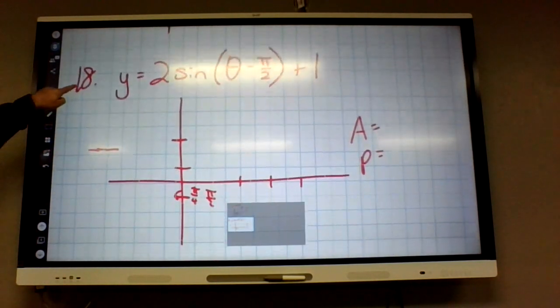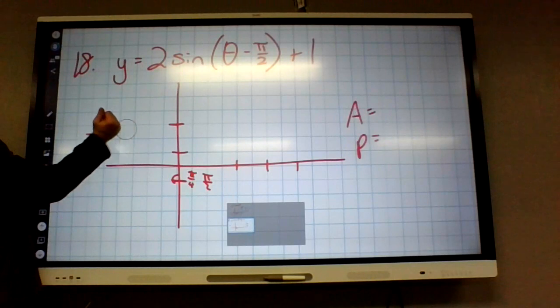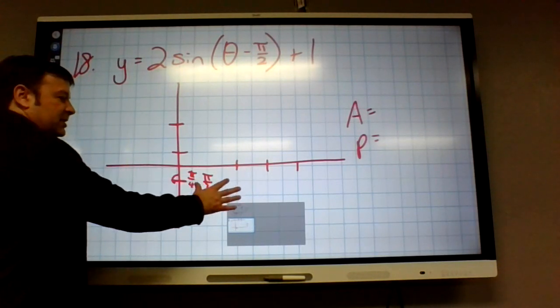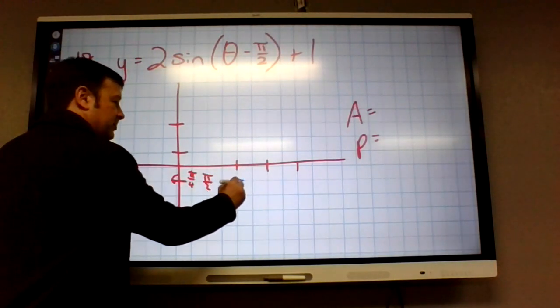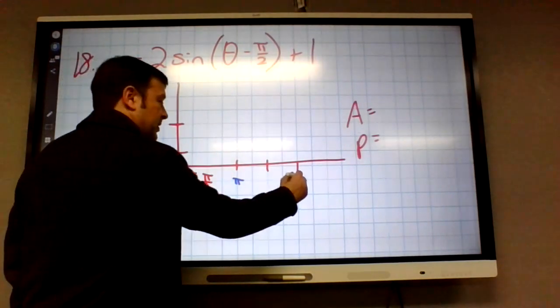Okay, yeah, this is the one that kind of freaked out the other class. So it's going to be marked the same. I just ran out of time and didn't finish all the markings. Like this will be pi and 2 pi way out here.